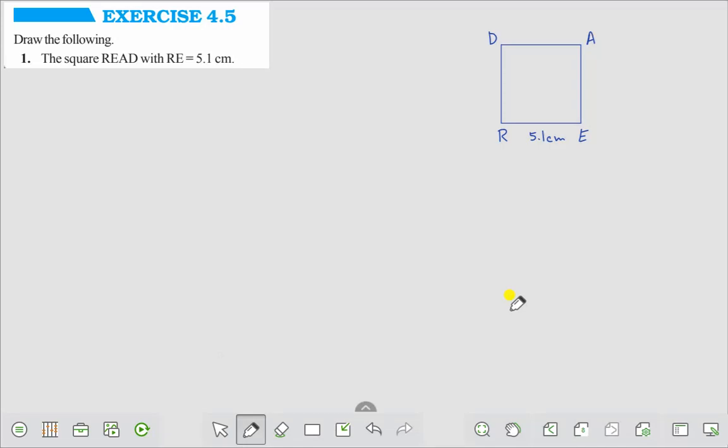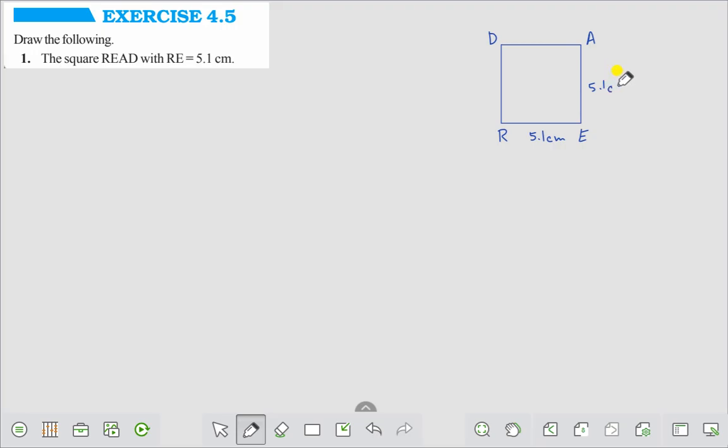Hello everyone. Today I'll discuss exercise 4.5 question number 1. Draw the following: the square READ with RE 5.1 centimeter. Since this is a square, all the sides are equal. That means this is also 5.1 centimeter.